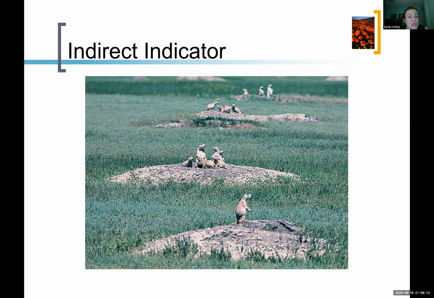One way is by using indirect indicators, and that's what this picture is about. So these little guys are prairie dogs. Prairie dogs are rodents that are heckin' adorable. They are very common in the Great Plains of the Western US.